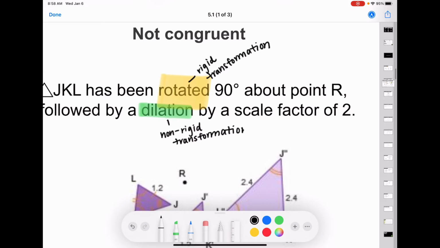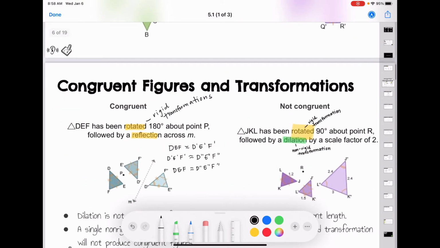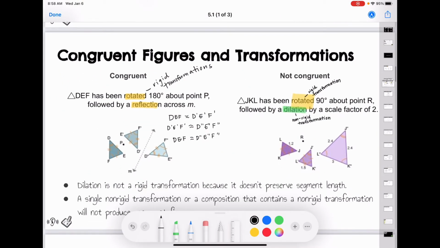Our 3 types of rigid transformation are reflection, rotation, and translation, not dilation. So what does this tell us? Well, this tells us that we have congruency from our original JKL, which is congruent to J prime, K prime, and L prime. Not double prime, L prime.